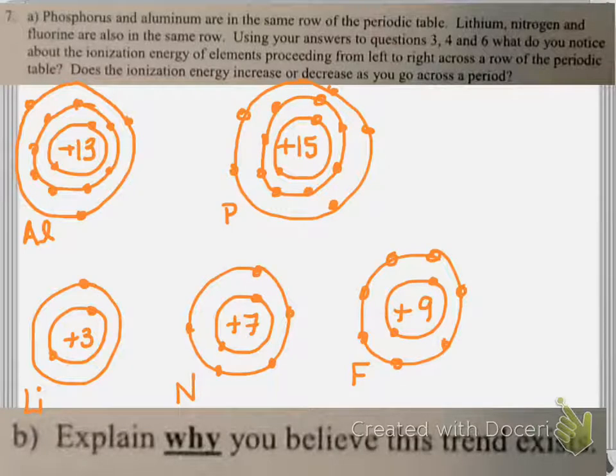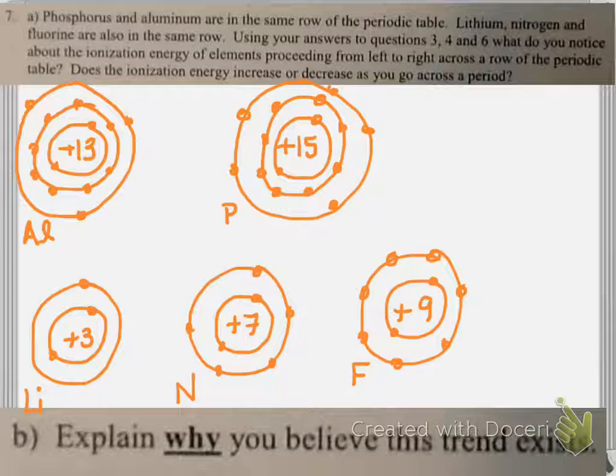Question number 7. Phosphorus and aluminum are in the same row of the periodic table. Lithium, nitrogen, and fluorine are also in the same row. Using your answers to questions 3, 4, and 6, what do you notice about the ionization energy of elements proceeding from left to right across a row on the periodic table? Does the ionization energy increase or decrease as you go across the period?